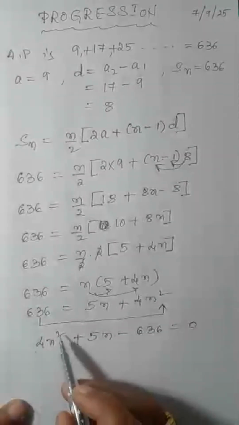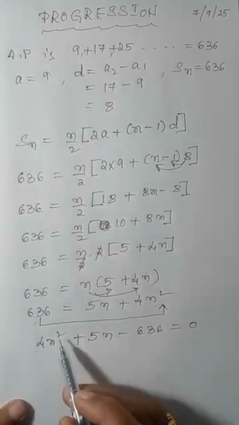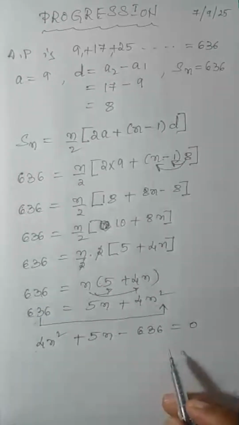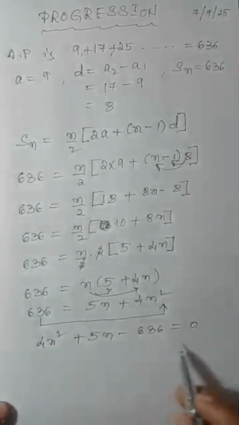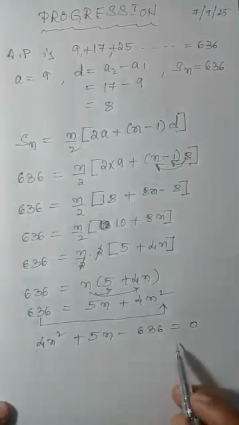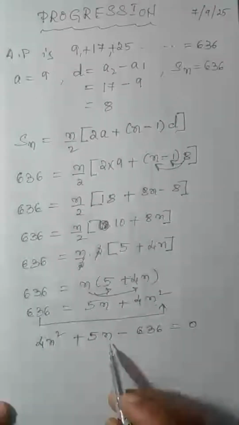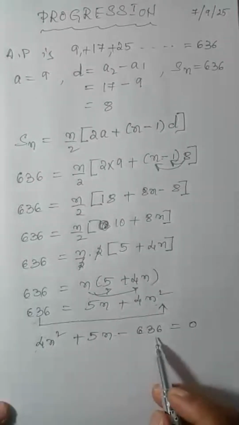Quadratic equation means an equation of degree 2. Degree means highest power 2. You may call this a quadratic equation, or you may call this a quadratic polynomial also. Now you have to think, is it in the standard form? Sure, it is in the standard form: 4n square first, and then 5n, and then the constant.